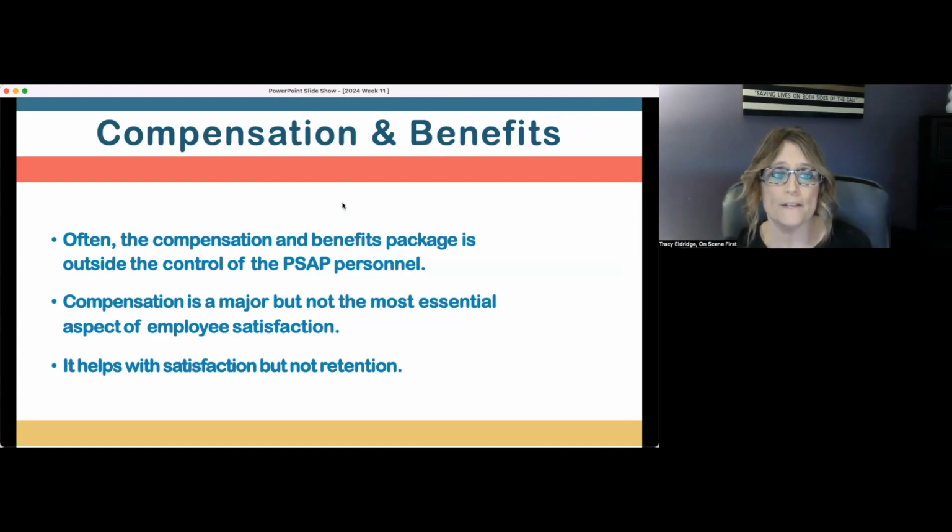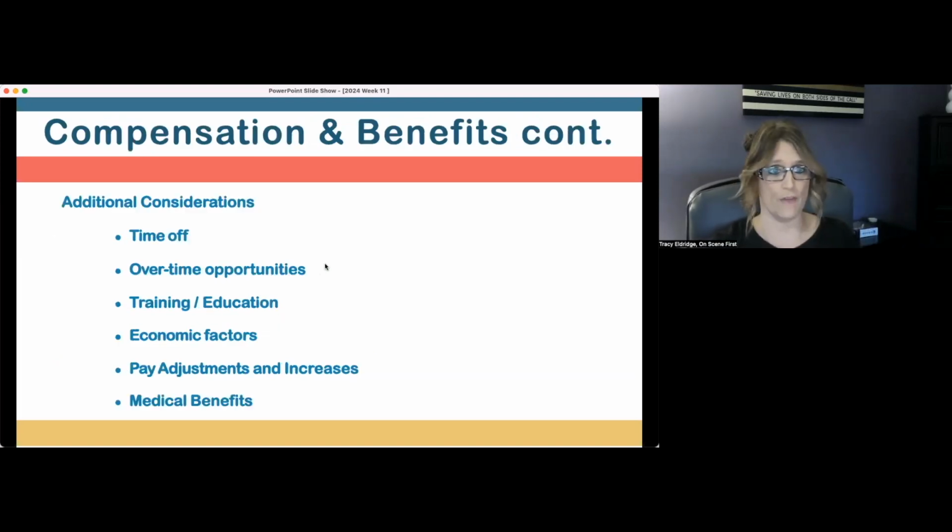Compensation and benefits. So more often than not, the compensation package is out of the hands of the PSAP personnel. That's usually something through the government agency, human resources, etc. And while it is a major part of the hiring process, it is not the most essential aspect of employee satisfaction. It does help with satisfaction if it's good, but it is not what keeps somebody there. I can assure you that.